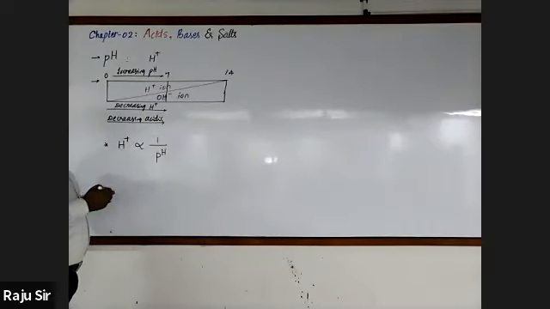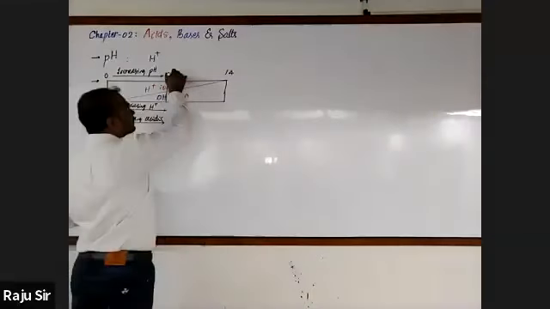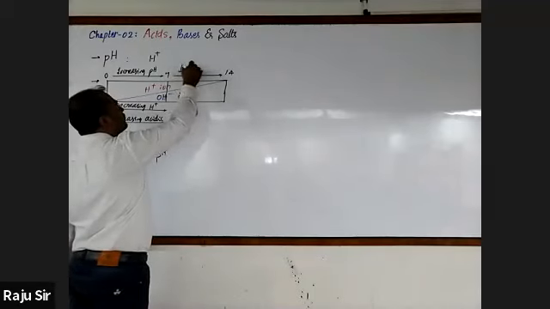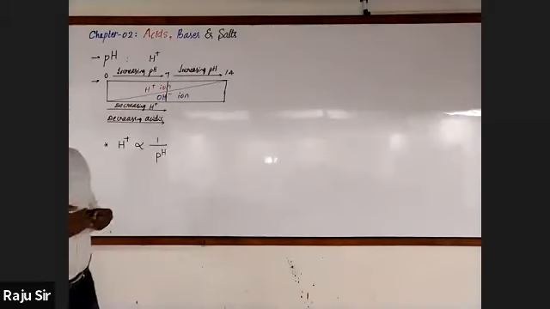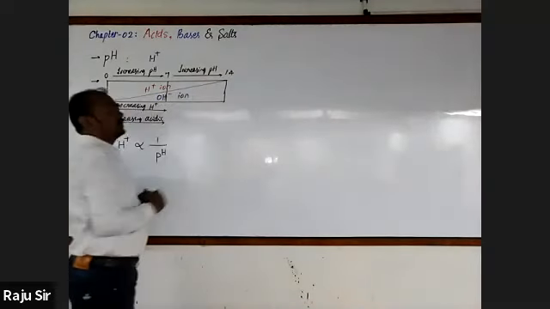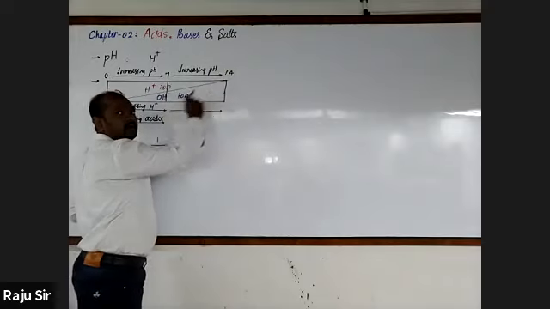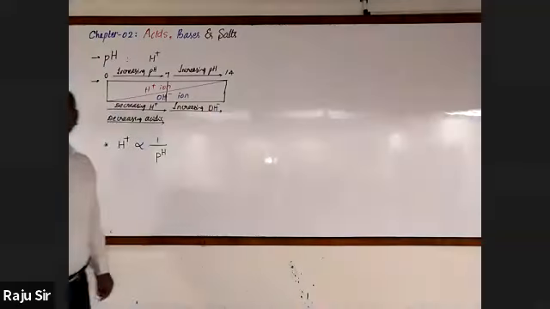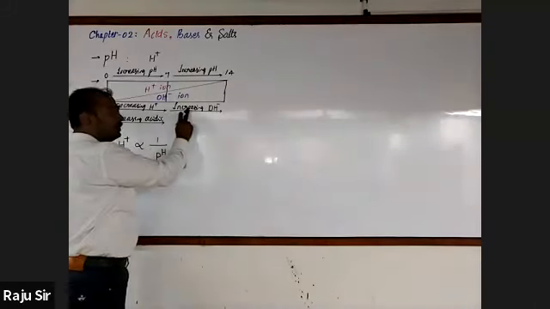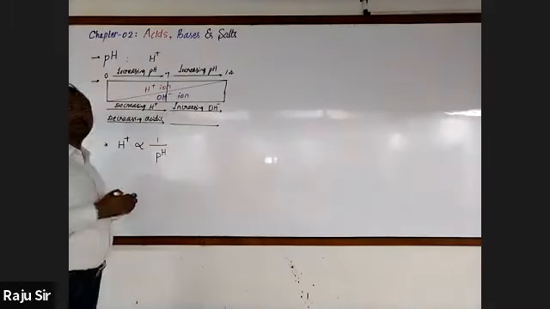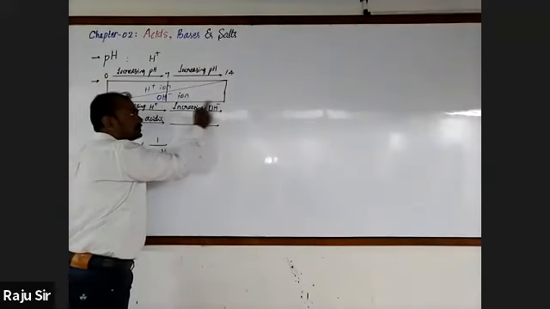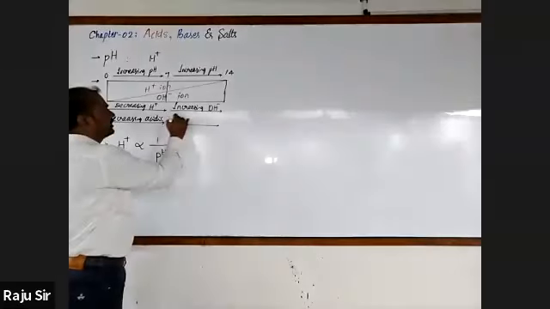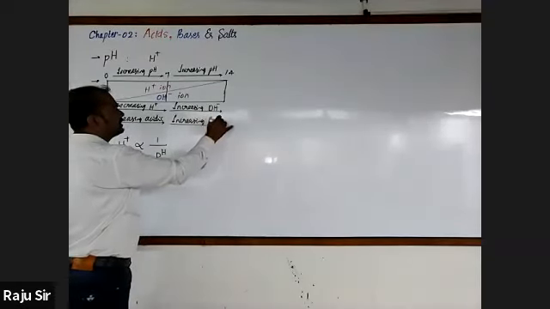Similarly, consider the pH values from 7 to 14. Is the pH value increasing or decreasing? Increasing. So here, increasing pH. As the pH value increases, what about hydrogen ion concentration? It decreases. You can write increasing OH minus ion concentration. Then what is the basic nature of the compound as the hydroxide ion concentration increases, nothing but as pH increases? Basic character increases. So we can write: increasing basic nature of the compound.